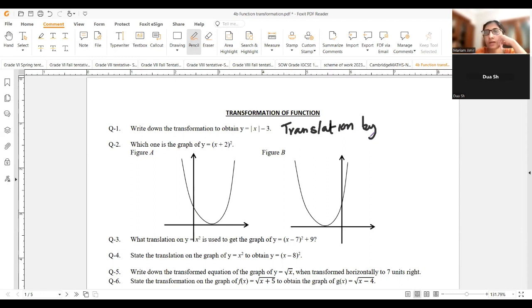You can also say translation 3 units downwards parallel to the y-axis. So that's a very long way of explaining translation by 0, minus 3. Okay.